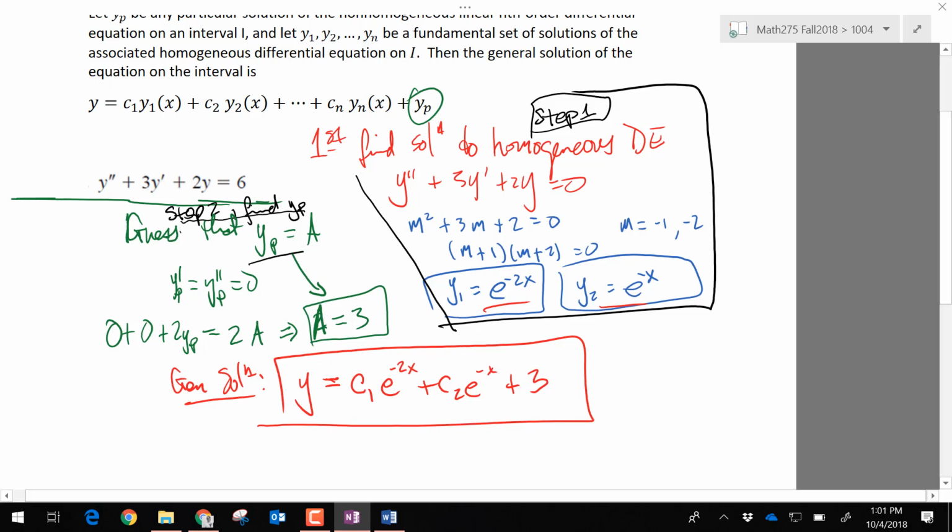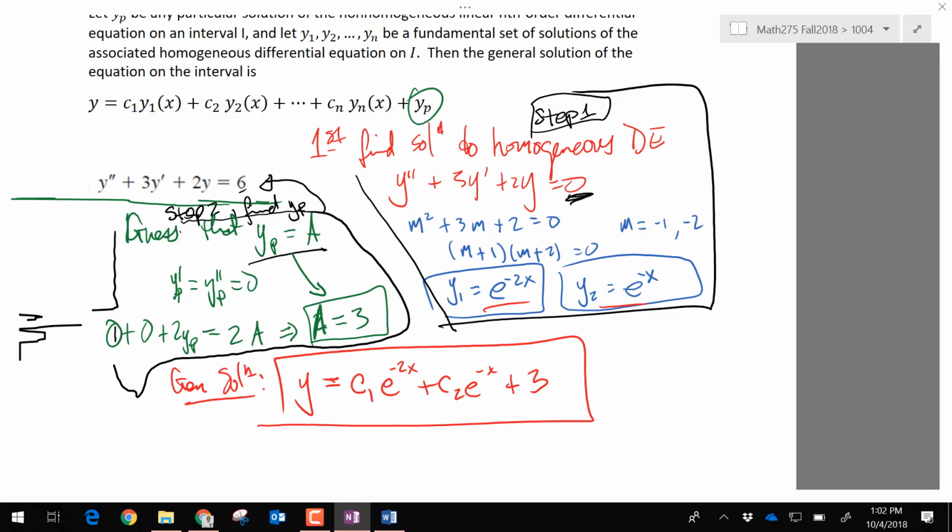And then because y sub p has to satisfy the non-homogeneous differential equation, we're going to use the original non-homogeneous differential equation. Now, that's different from step one, because in step one, we solved for the homogeneous differential equation. That's how we found the fundamental solutions. Step two, we're going to find a solution for the non-homogeneous portion, which is why we're using 6 here instead of 0. And that's how we got 3. And then step 3, we just put it all together.